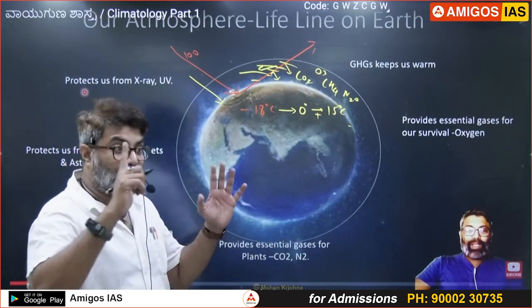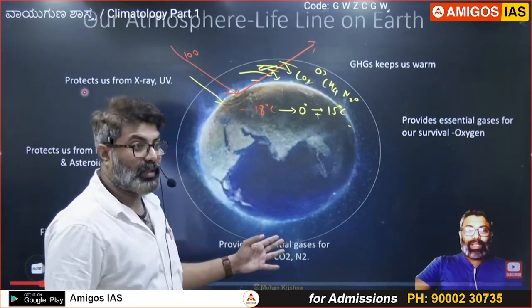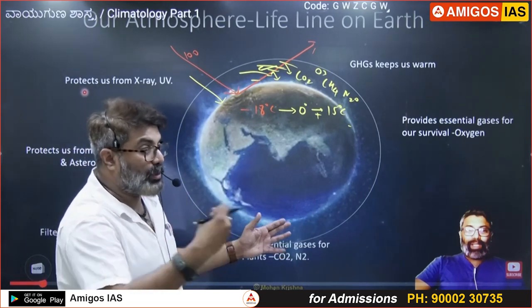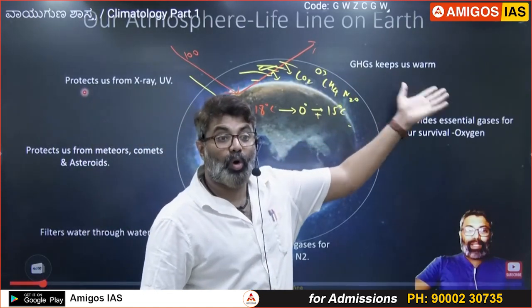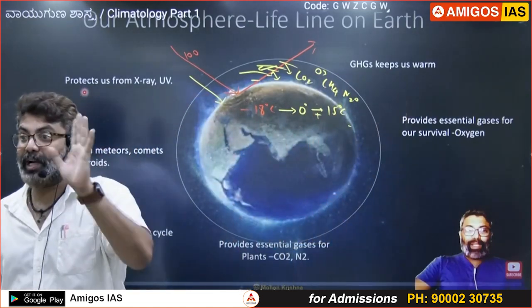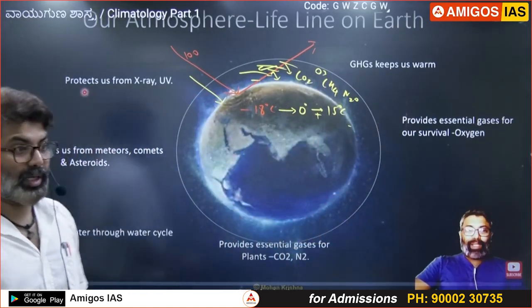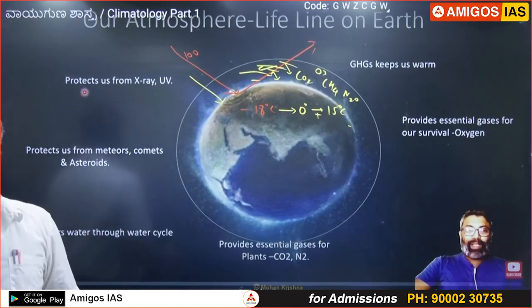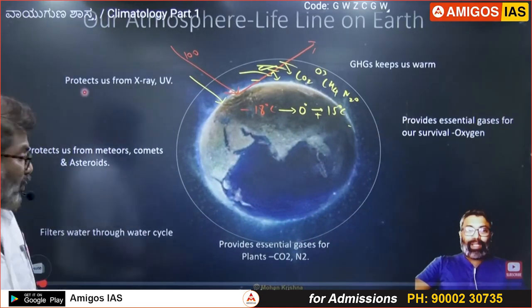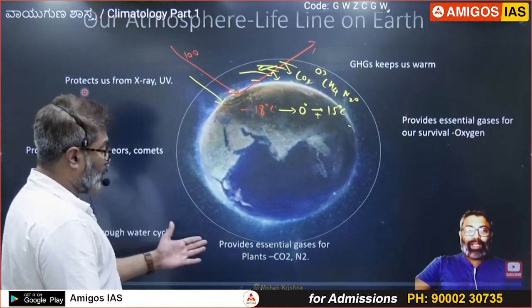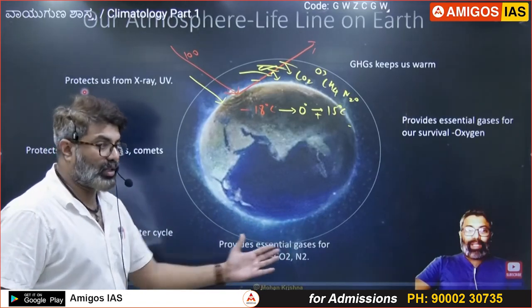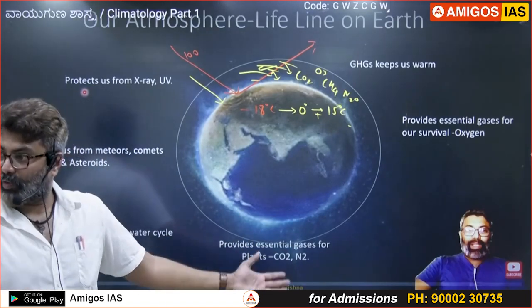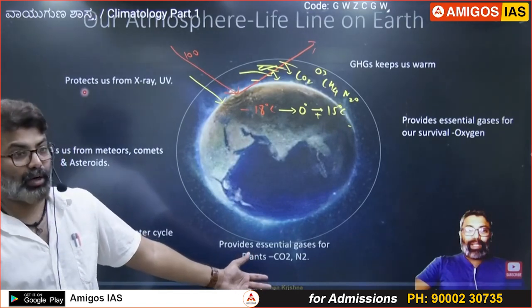So actually, greenhouse gases are very important for us. The greenhouse effect is important for us. Greenhouse gases keep us warm. Otherwise, Earth would have been a cold planet. Clear to all? So this is the importance of our atmosphere. Importance of our atmosphere, I'll write now. And also it provides essential gases for the plants, carbon dioxide, nitrogen and all, because for plants to grow, we need carbon dioxide and nitrogen.